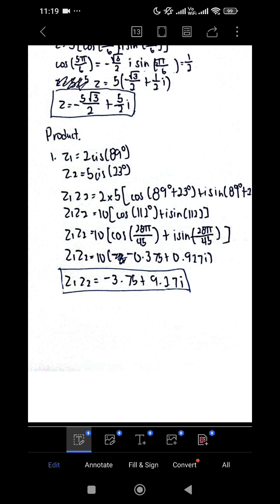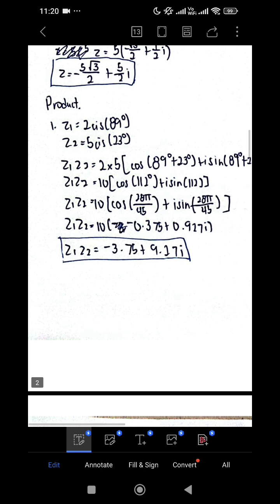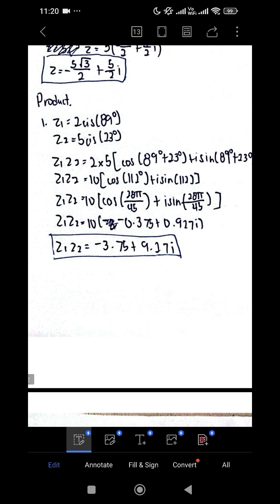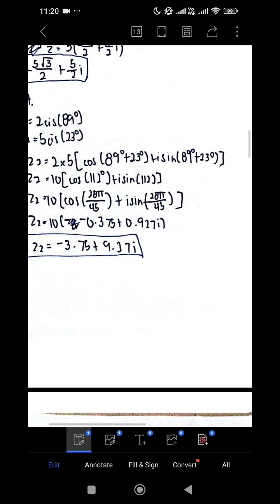Then the value can be converted to 10 [cosine (28 pi over 45) plus i sine (28 pi over 45)]. Then z1 z2 is equal to 10 (negative 0.375 plus 0.927 i). Then the final answer will be z1 z2 is equal to negative 3.75 plus 9.27 i.